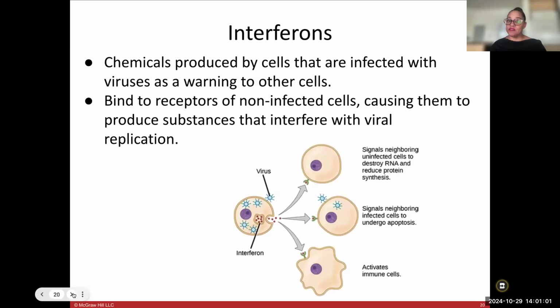Interferons are chemicals produced by cells that are infected with viruses as a warning to other cells. They bind to receptors of non-infected cells, causing them to produce substances that will interfere with viral replication. There's a little mini diagram of that happening. It signals neighboring uninfected cells to destroy RNA and reduce protein synthesis. It will signal neighboring cells to undergo apoptosis, which is just programmed cell death. I'm not healthy, so I'm going to kill myself before I infect other cells, and it will activate immune cells.